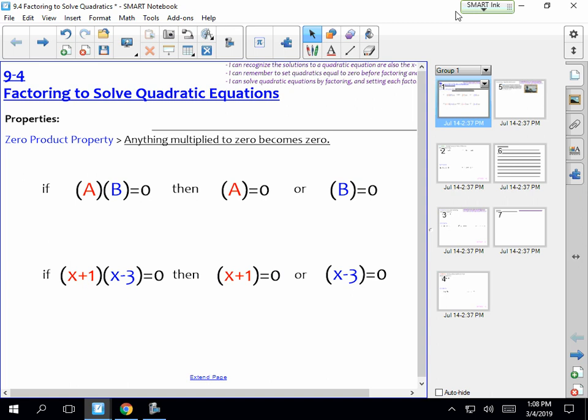So can you do this mentally? What number would you have to plug in here? -1 would make this equal to 0. If I plug in -1 right here, -1 plus 1 would be 0, so x equals -1. What would you have to plug in here? +3. So that's what's behind it. So we're going to start simple here.